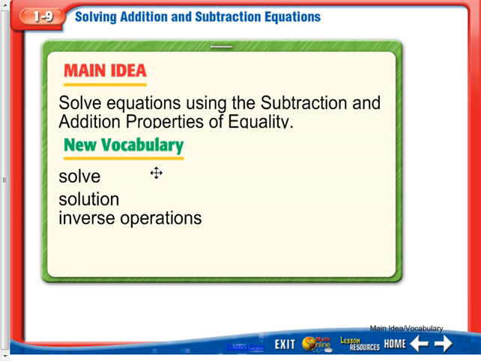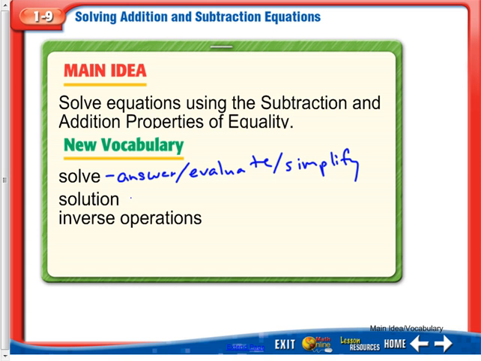In lesson 1-9, we're going to solve addition and subtraction equations. So we're going to solve those types of equations using the addition and subtraction properties of equality. To solve an equation just means to answer or evaluate. Another word you might see is to simplify. All these words kind of mean the same thing: to answer, evaluate, simplify, solve.